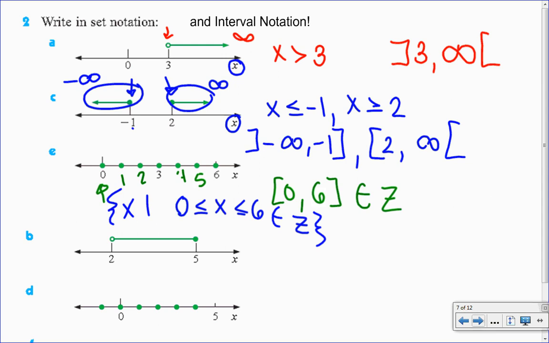Here we're looking at x between 2 and 5, so x is greater than 2 and less than or equal to 5, because it's filled in here but not filled in here. Or we can say x is between 2, so not including 2, and 5.